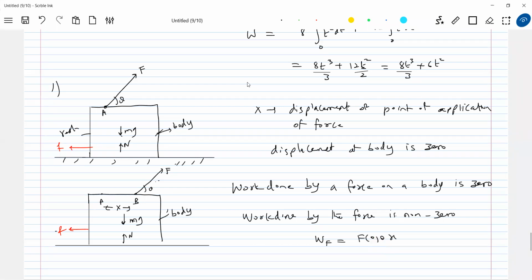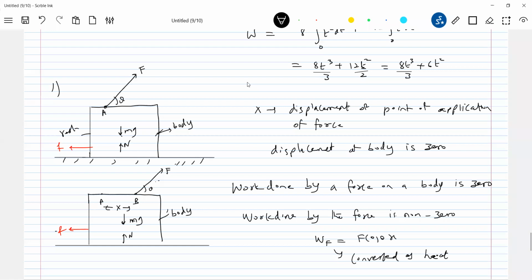Where does that energy go? It is converted to heat, not converted into the kinetic energy of the body, because the body is at rest here. The heat will be on the surface. This is what practically happens. So whenever we talk about work done by a force and work done by a force on a body, they are two different things. If the body is at rest and the point of application of the force has displacement, then the work done by the force is non-zero.